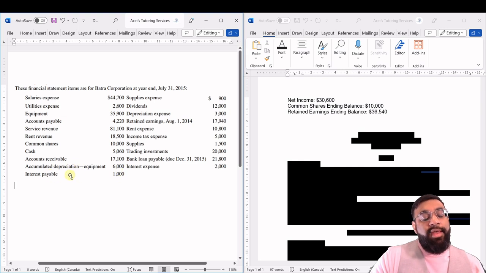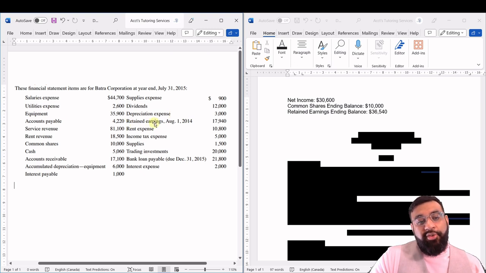Interest payable is a liability, a current liability on the balance sheet. Supplies expense is an expense on the income statement. Dividends is a shareholders' equity account. It goes directly onto the statement of changes in equity as it reduces our retained earnings balance. Depreciation expense is an expense on the income statement.